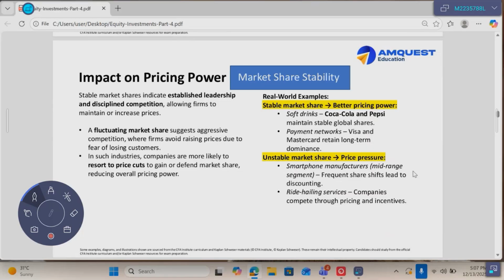So let's say if you are the market leader, you're controlling 60-70% of the market, then small players will not necessarily impact your market share. Even if you increase the prices, your proportion of the market share is going to remain relatively stable.